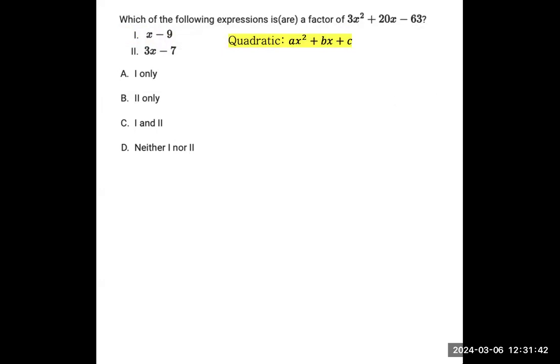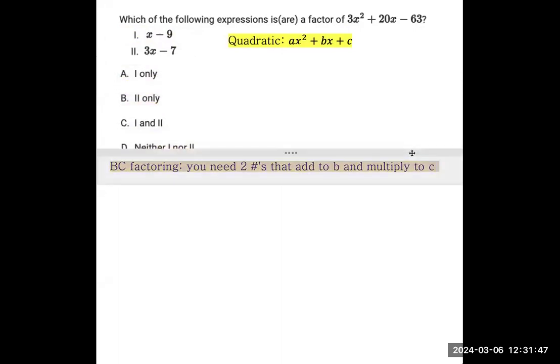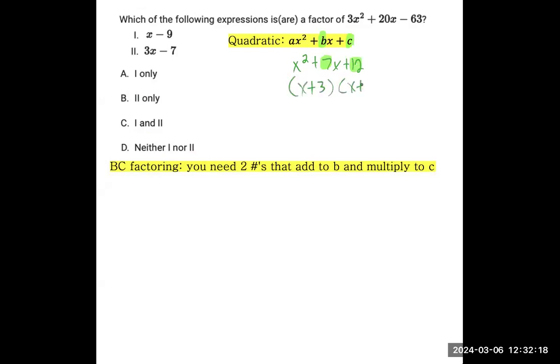That's important to know because for BC factoring, that's a situation where you have a number in the B spot and in the C spot. For instance, if we had x squared plus 7x plus 12, in that situation, we'd be looking for two numbers that add to 7 and multiply to 12. And those numbers would be 3 and 4, so it would factor to x plus 3 and x plus 4.